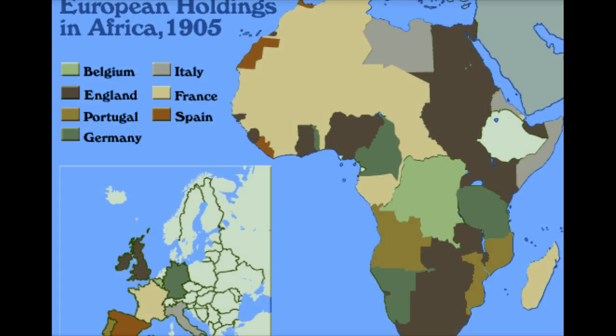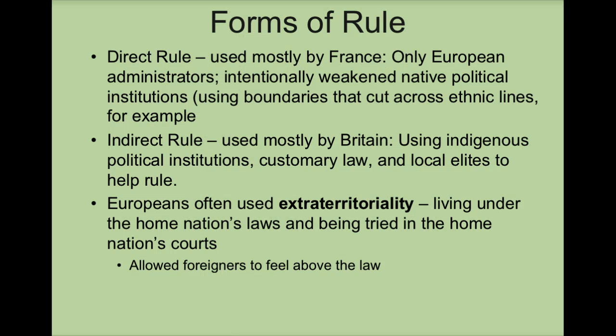Okay. Whoops. So we have a few different forms of rule here. I want you to put a star by direct rule, indirect rule, and extraterritoriality. All of these things will come up again. To compare direct and indirect rule, direct rule is used a lot by France. Its goal is to assimilate, to make the foreign countries more like the Europeans.